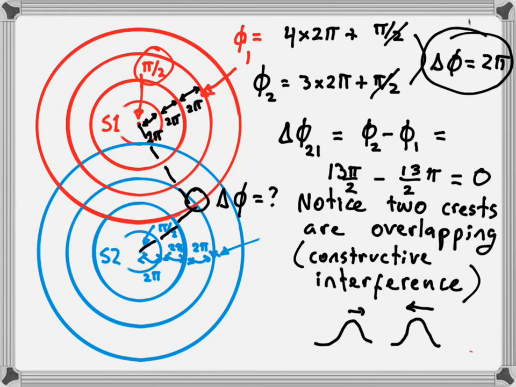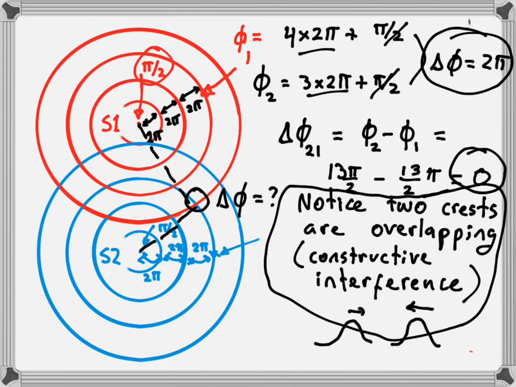So at the previous point that we chose, we got a difference in phase of 0. At the new point, where there is a crossing of the two lines or the two circles, we got now 2 pi as a difference in phase. So for both situations, we have two crests that are overlapping, and therefore in both situations we should have constructive interference of these waves.